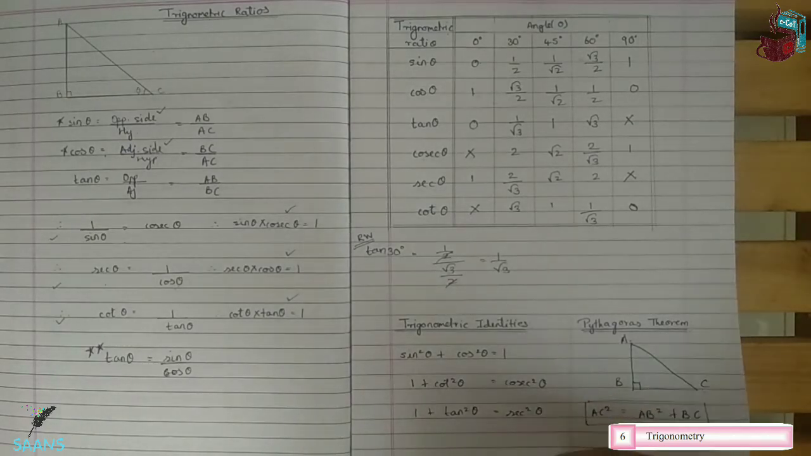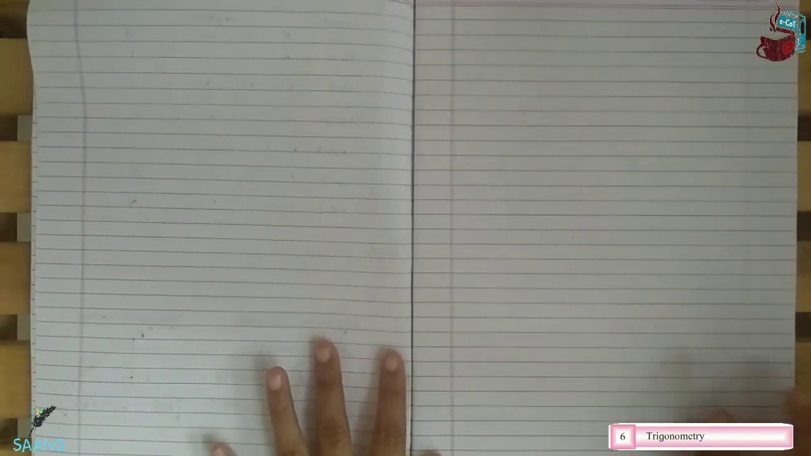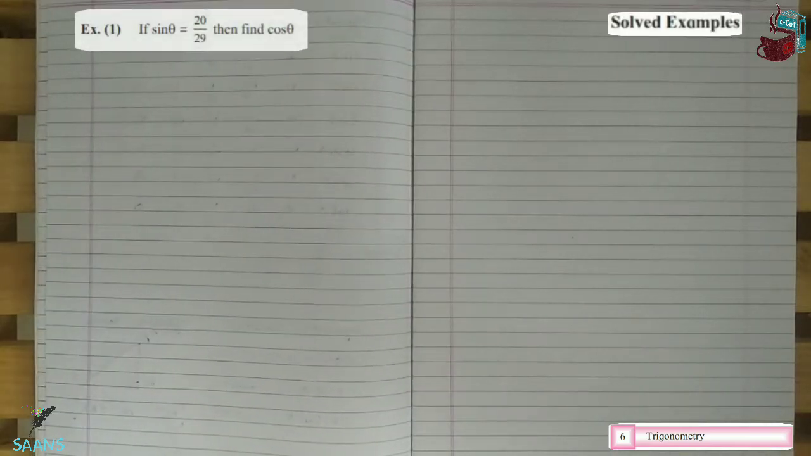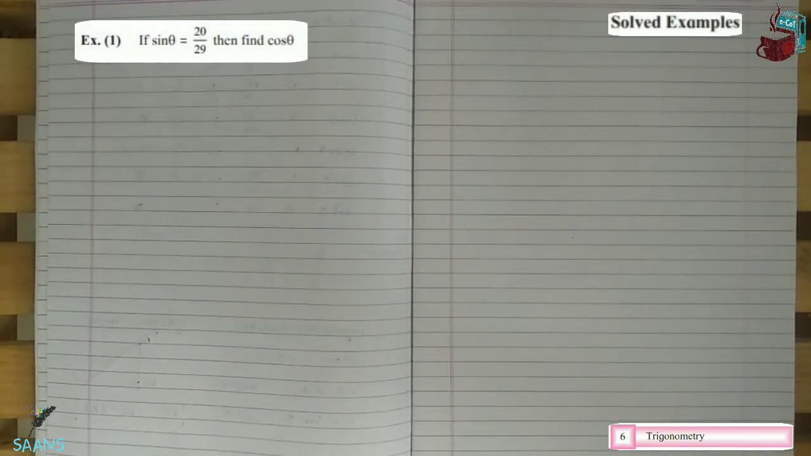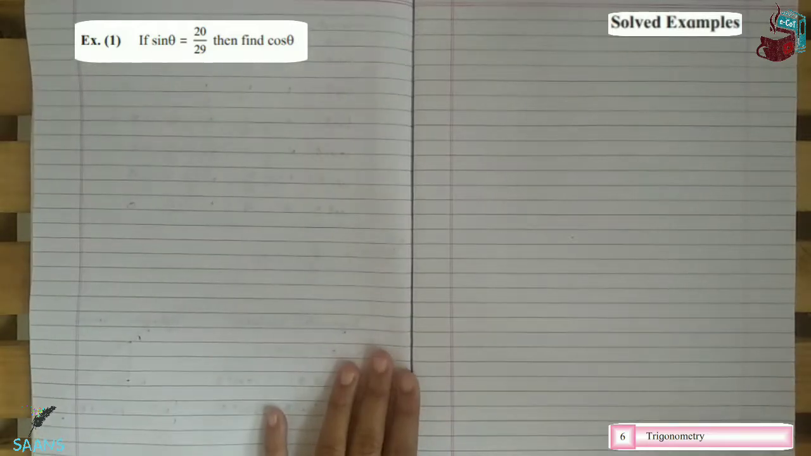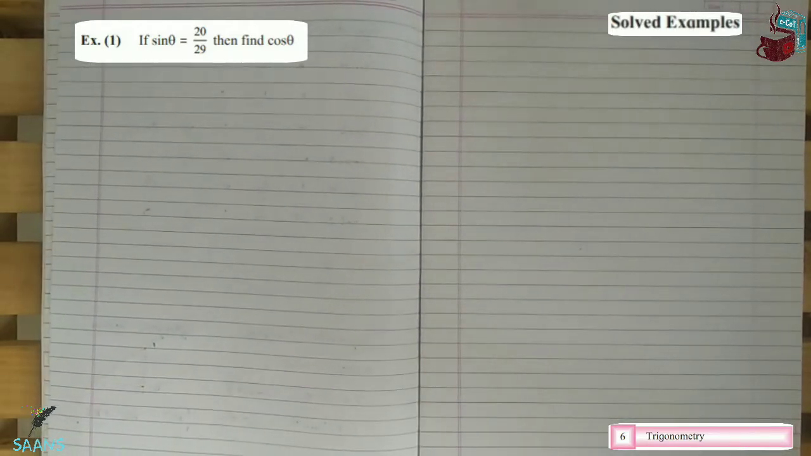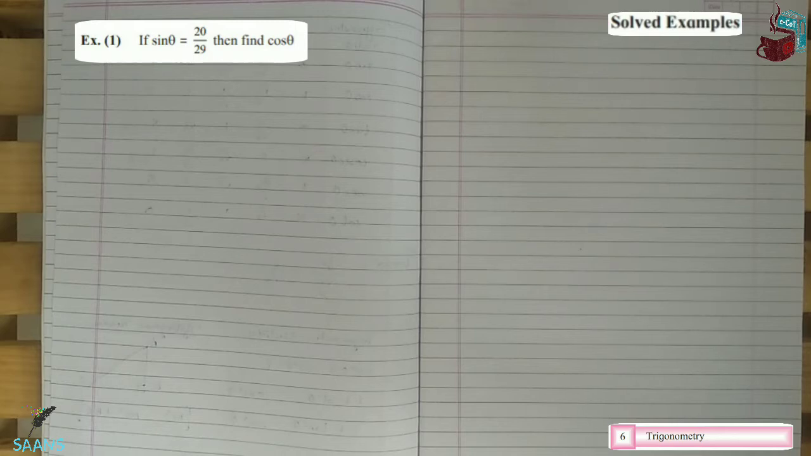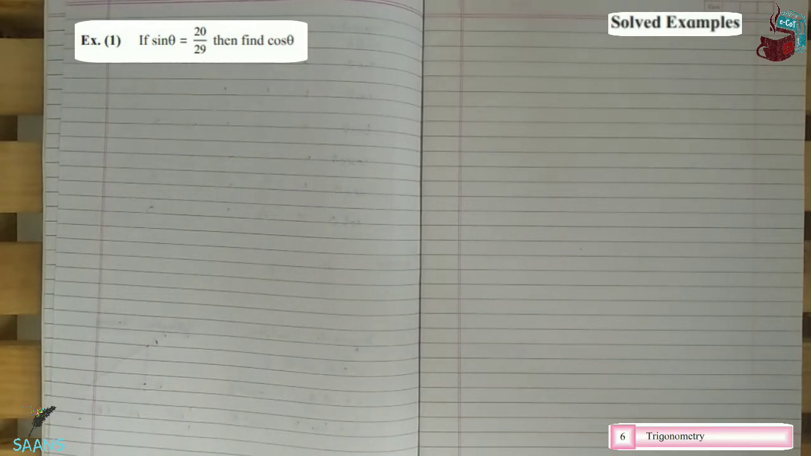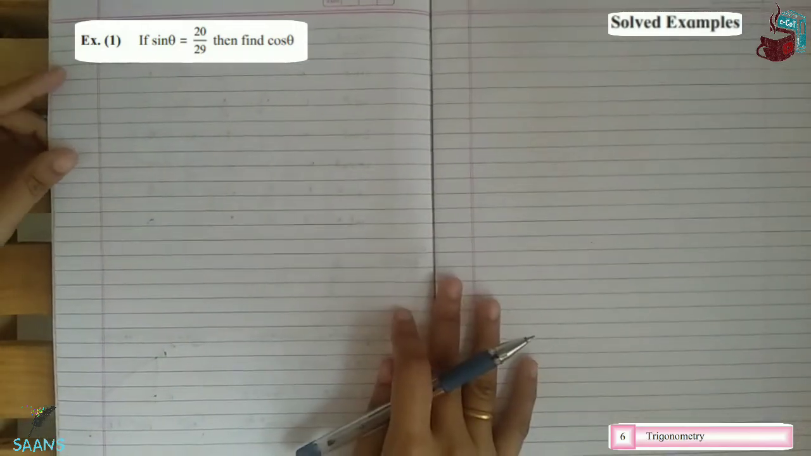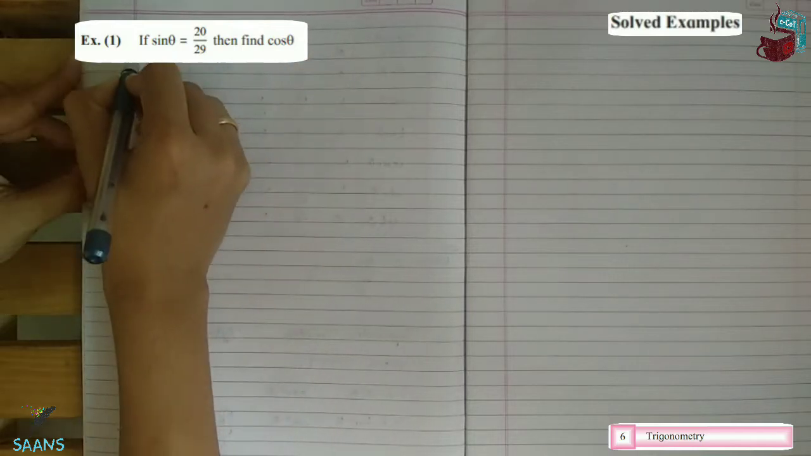So now let's start with the sums. First we'll do the example sums and then we'll move on to the practice set. So let's see. Now example 1. Okay, 2 methods are there. I will be doing both the methods for you. If sine theta is equals to 20 upon 29, then find the value of cos theta. It's a very easy one. So first, method 1. We will do method 1.